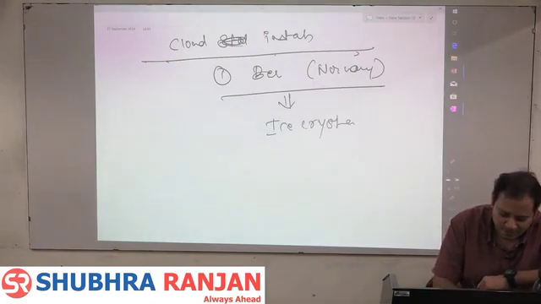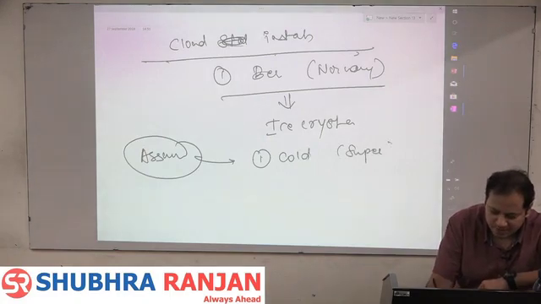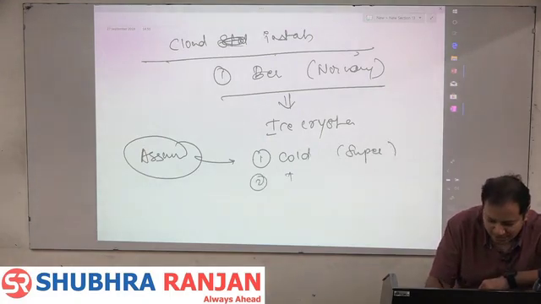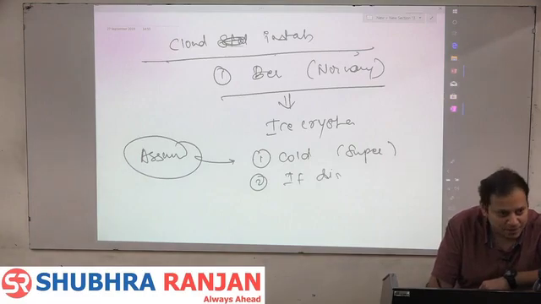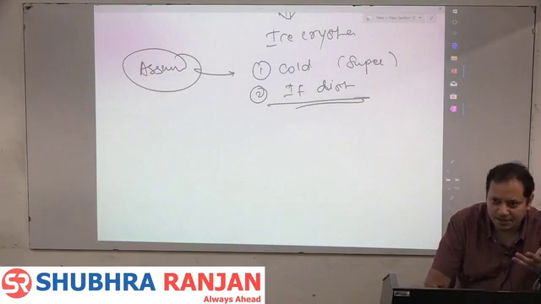It is based on one assumption that water does not freeze even at very cold temperatures, it stays as supercooled liquid. It is based on a second assumption that if it is disturbed, then it will start freezing. Who will disturb it? Any kind of ice nuclei.